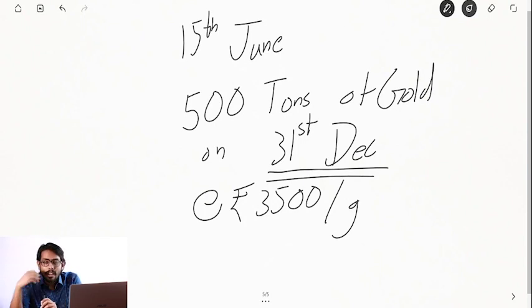Where is the gold? Gold is not coming. I call the seller. Hey, seller, you said you will give me gold, 500 tons of gold. My daughter is about to get married. I need the gold to pour on top of my daughter. Okay, because I am a crazy person. So, I need that. 500 tons of gold.